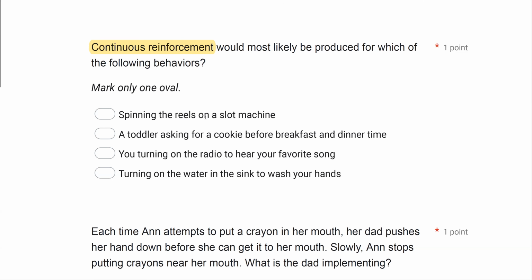So which of these four behaviors would be continuously reinforced? Meaning, which of these behaviors or situations would receive reinforcement every single time it occurred? A, spinning the reels on a slot machine.